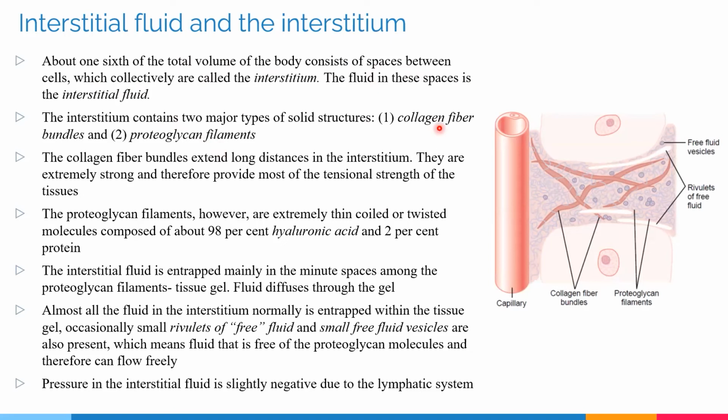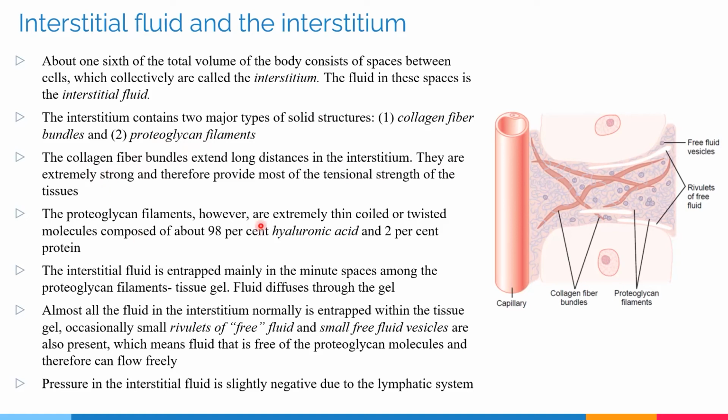So collagen is a particular polymer of glucose, which is present in the interstitium, and proteoglycans are essentially large polymers of sugar molecules, which have protein moieties attached to them. The collagen fiber bundles extend a long distance into the interstitium. They are extremely strong and therefore provide most of the tensional strength of the tissue.